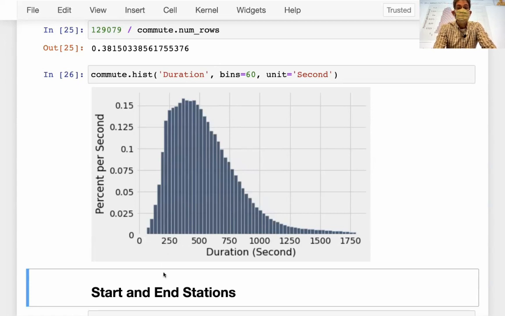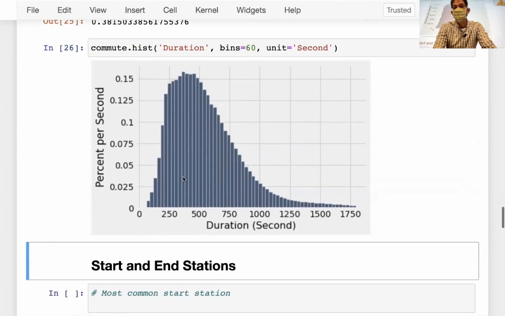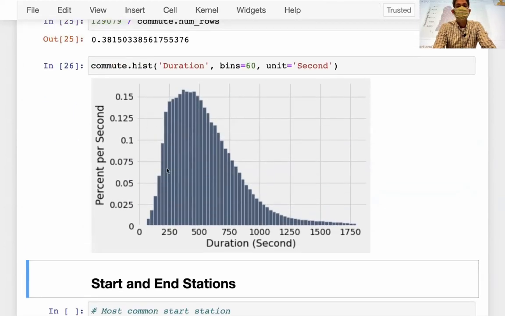Notice that even though we used a lot of bins, that did not change the y-axis, because we're using density scale. So even though there's fewer counts within each one, because they're narrower, we have the same amount of density in this range. All right, question?